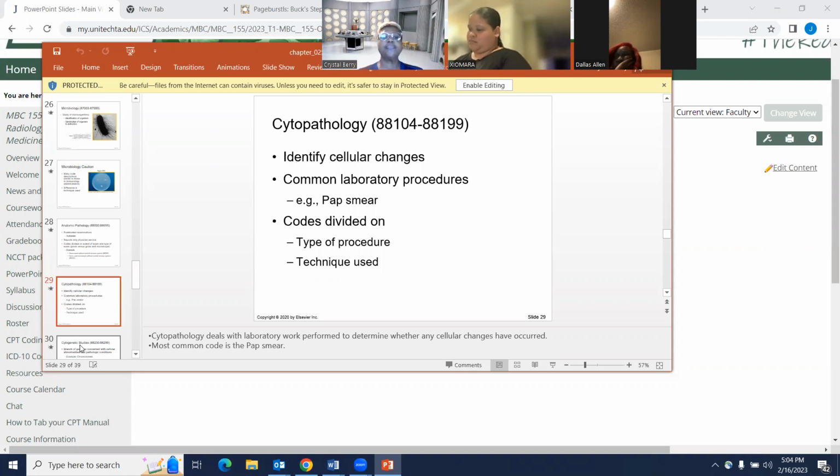So look at your PowerPoint slide. Cytopathology. Identify cellular changes. Common laboratory procedures, examples of pap smear, codes divided on type of procedure, technique used. So everything that we have covered, everything that's going to be on your exam, as you can see, is in your PowerPoint slides. So make sure that you're reading your PowerPoint slides.